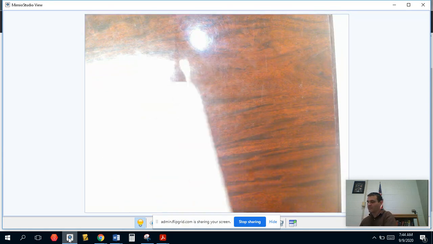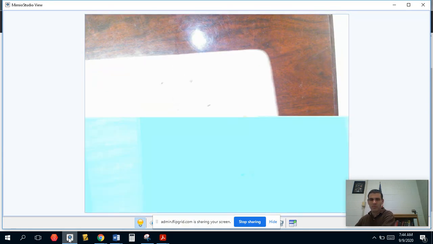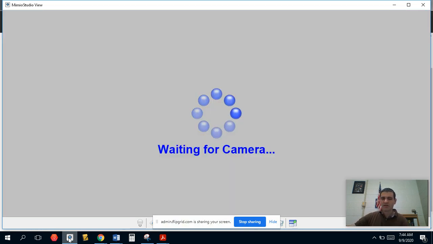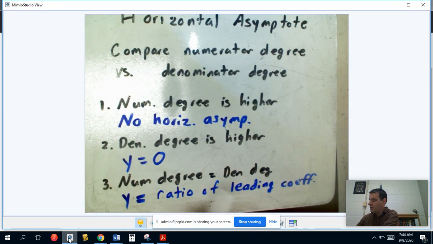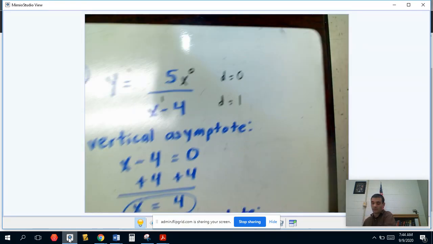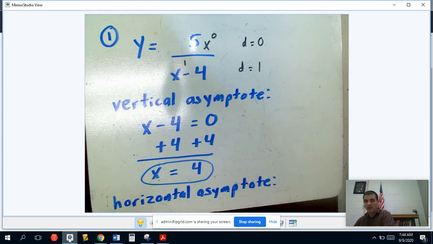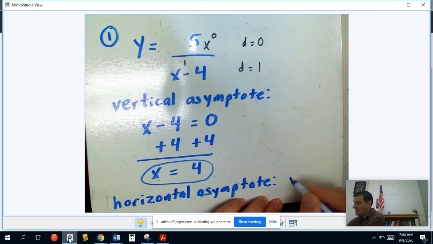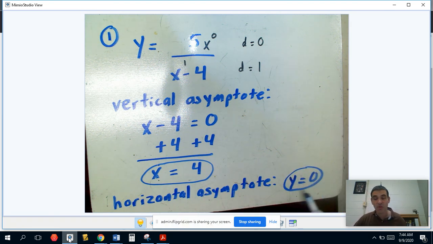So going back to our rules, and it looks like my camera froze there. But if the denominator is bigger, our answer is going to be y equals 0. Try to be patient here, let our camera come back. There we go. So if the denominator degree is higher, the answer is y equals 0. You just simply memorize that. So sorry for going back and forth here, but horizontal asymptote is y equals 0. And just like it's important for vertical asymptote to have an x equals, for horizontal asymptote, you do want to have a y equals.